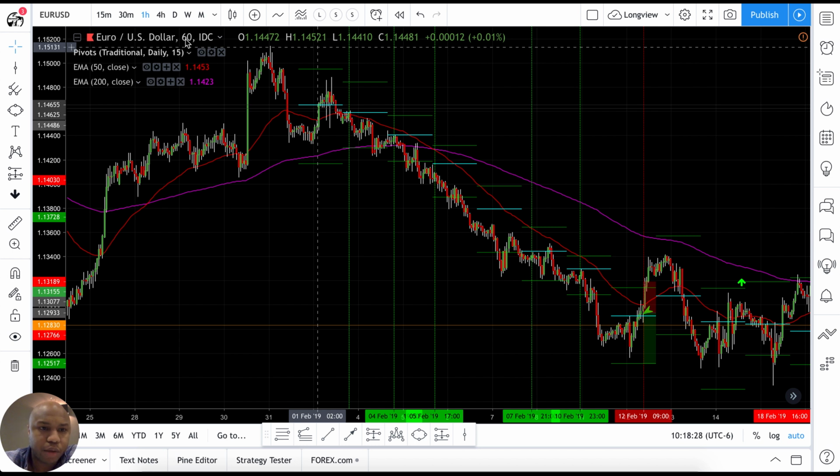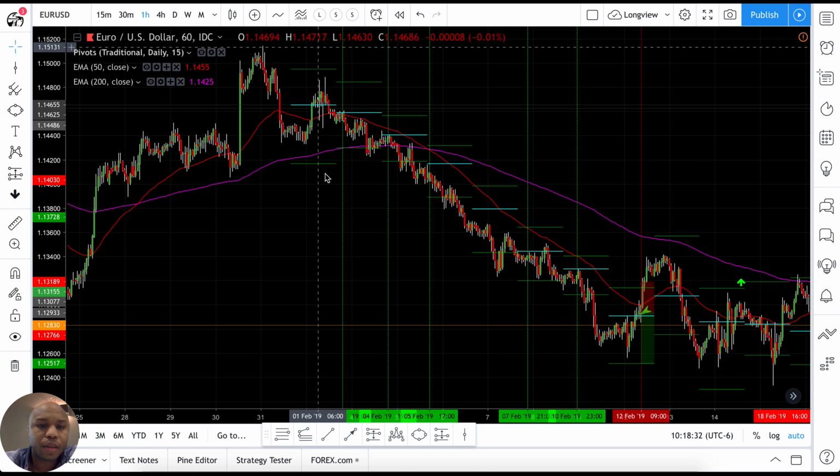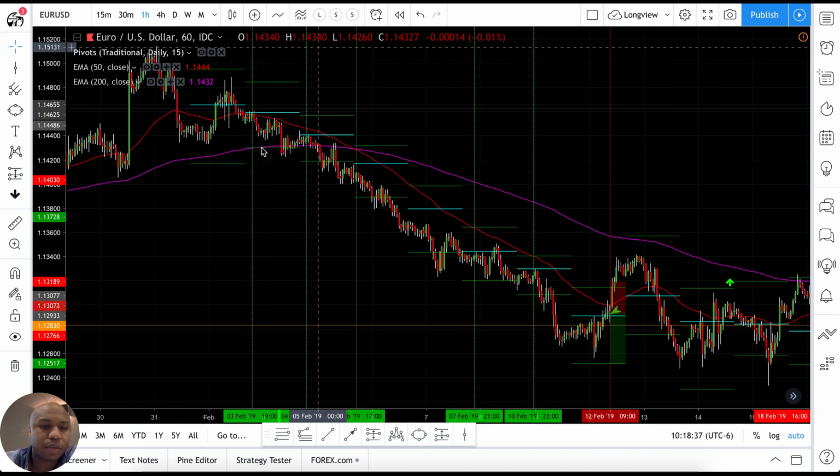This is the 1 hour chart, by the way. 50 EMA and the pivot line crossover. They converge with one another. Price action touches on the blue line, which is the pivot, and that would trigger my entry.